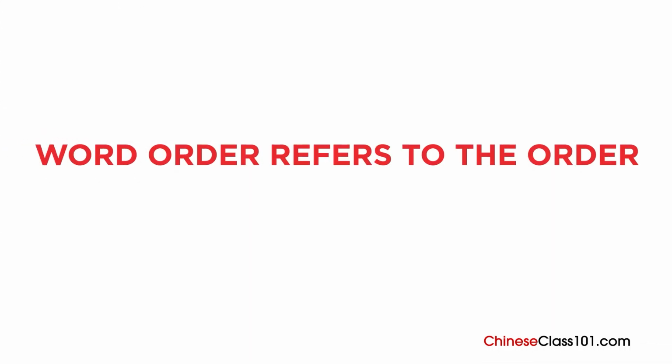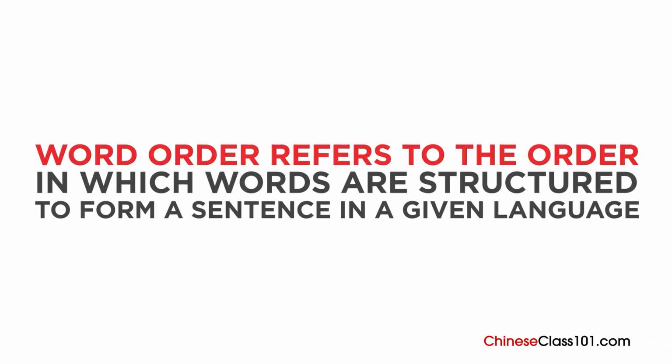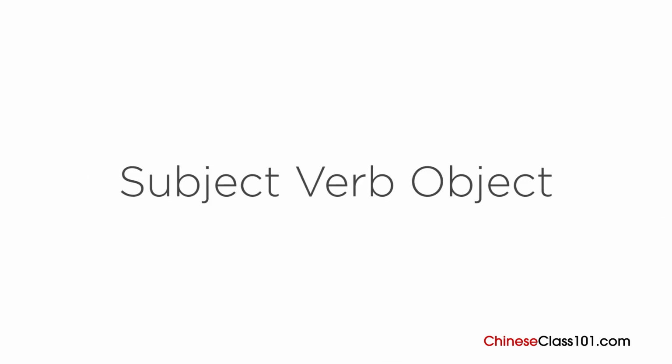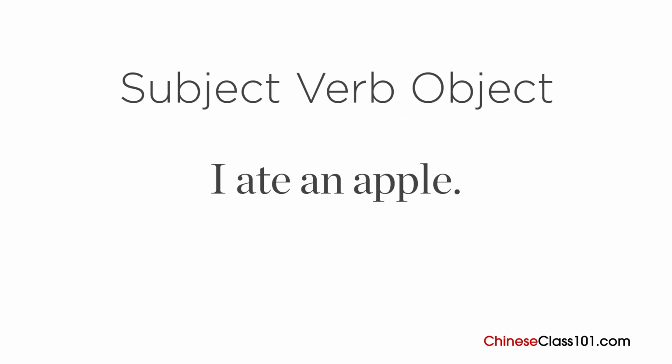Word order refers to the order in which words are structured to form a sentence in a given language. The basic word order for English is subject, verb, object, or SVO for short. Let's break down the English sentence, I ate an apple. We can see that the subject I is presented first, followed by the verb ate, and then finally the object apple is positioned last. This is the basic word order for sentences in English.